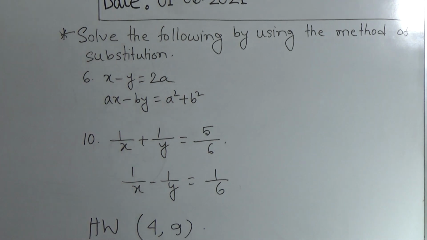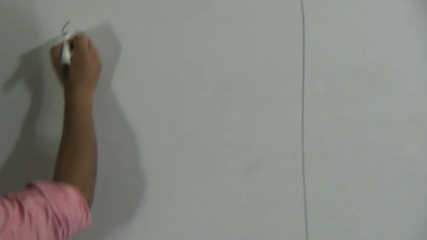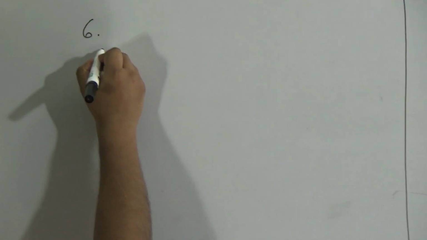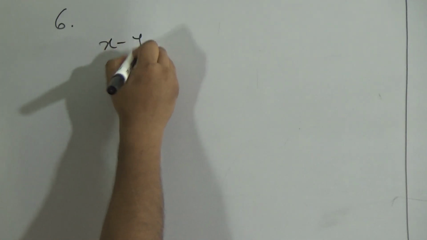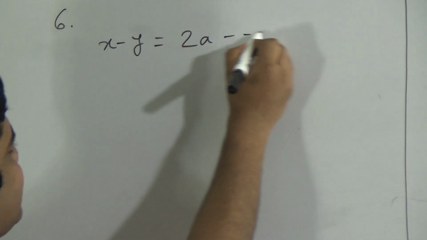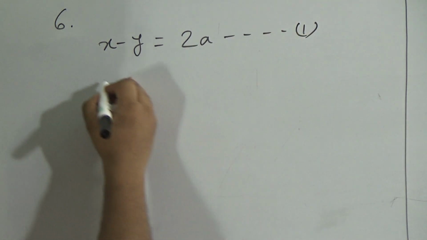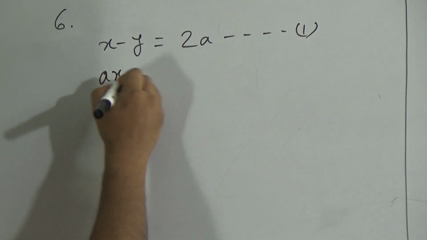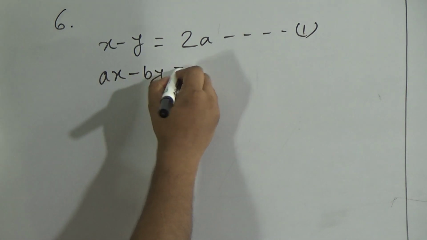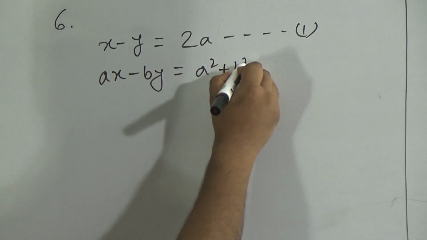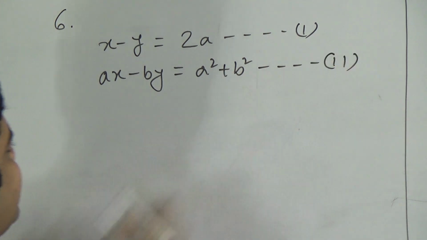So first of all, for question number 6, we write: x minus y equals twice a. This is equation number 1, and ax minus by equals a square plus b square. This is equation number 2.